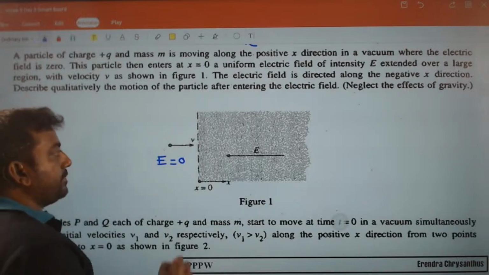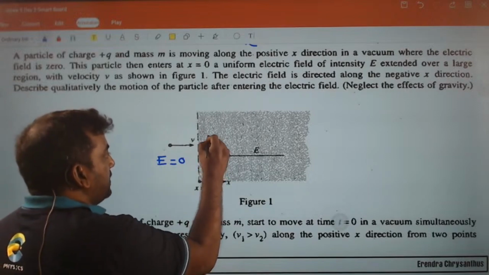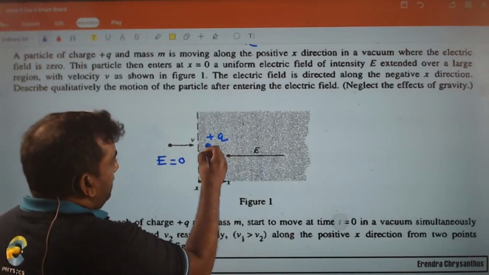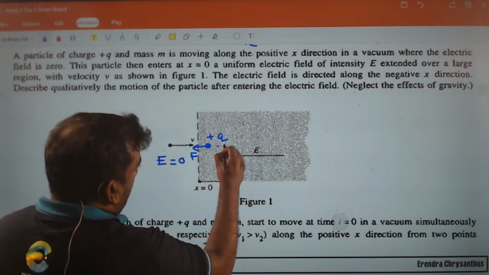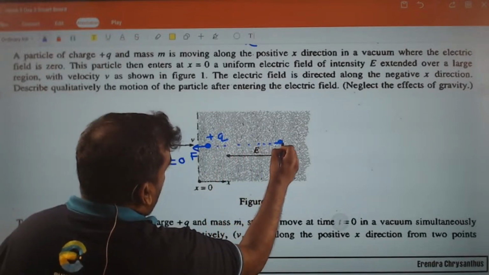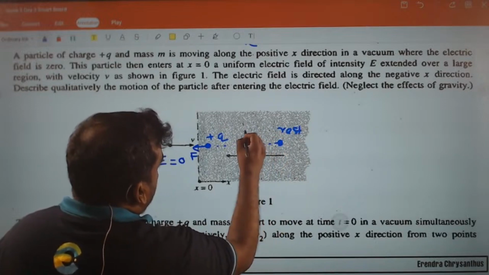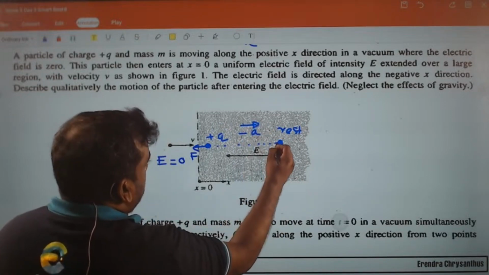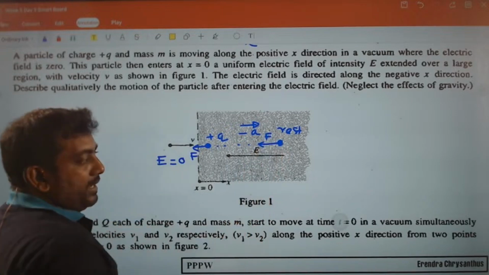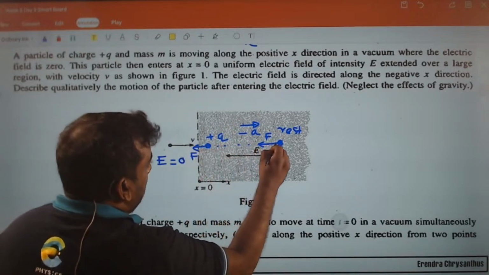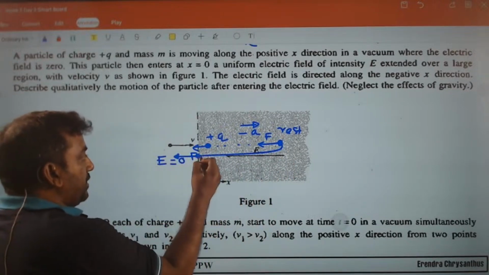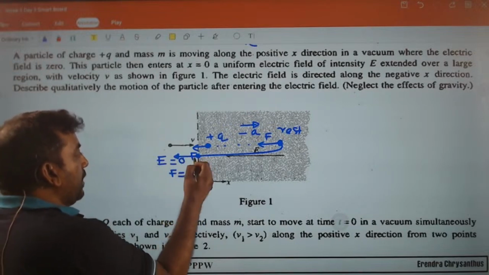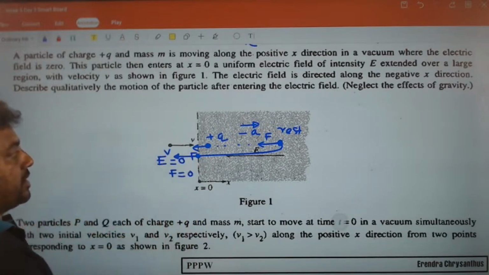So what will happen? When the positive charge enters, because of the electric field, there will be a force in the opposite direction. So the particle will decelerate and come to rest. But still there will be a force in the opposite direction, so the particle will turn back and accelerate outwards. Once it goes out, the force will become zero, which means it travels out with a constant velocity.